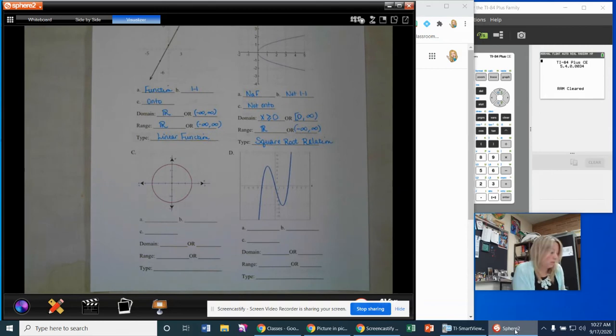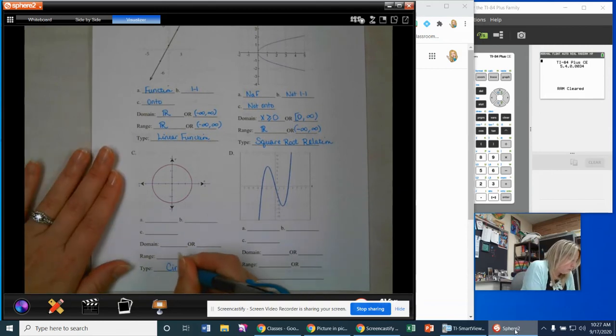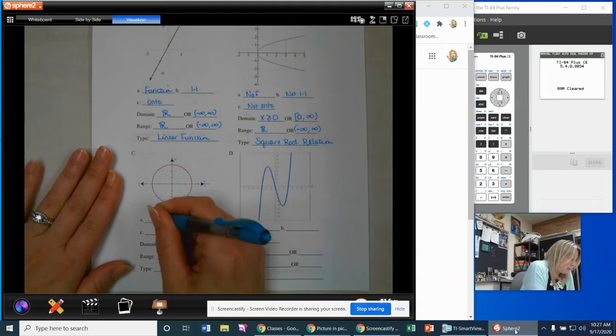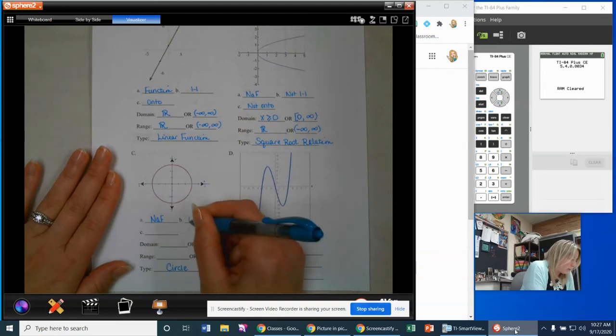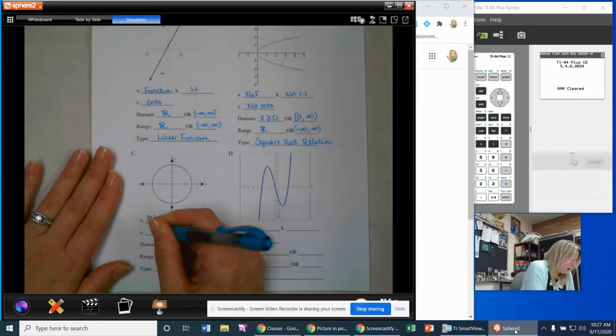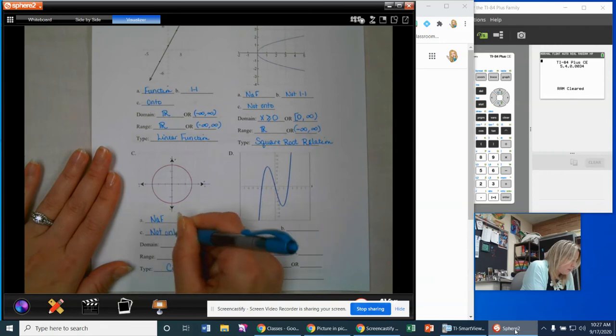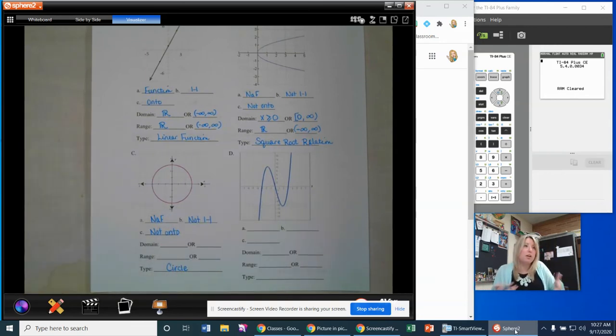Hope you know what C is. It's a circle. It is not a function. So of course, it's not one-to-one and not onto. And I mean, that makes sense. You're not using your entire domain. You have limitations on each side. That felt very vogue.